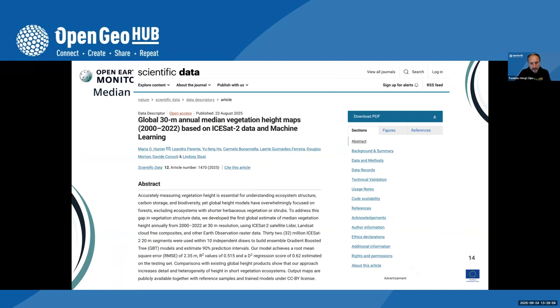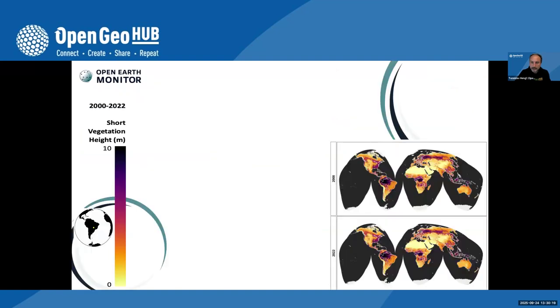And as a byproduct, we also produce median vegetation height maps annual for 2024, also publicly available. All this data is at 30-meter resolution. And all this data, it's relatively large, but it's provided through S3 as Cloud Optimized GeoTIFF, so you can just drag and drop it into QGIS and you can work with that.